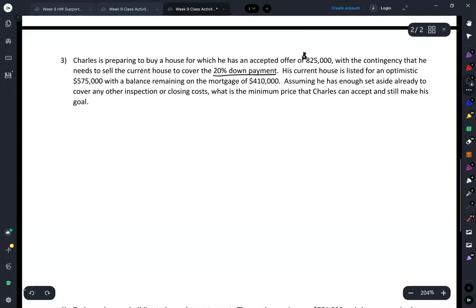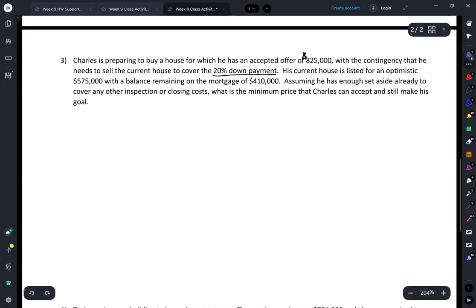His current house is listed for an optimistic $575,000 with a balance remaining on the mortgage of $410,000, assuming he has enough to set aside already to cover any other inspection or closing costs. What is the minimum price that Charles can accept and still make his goal?